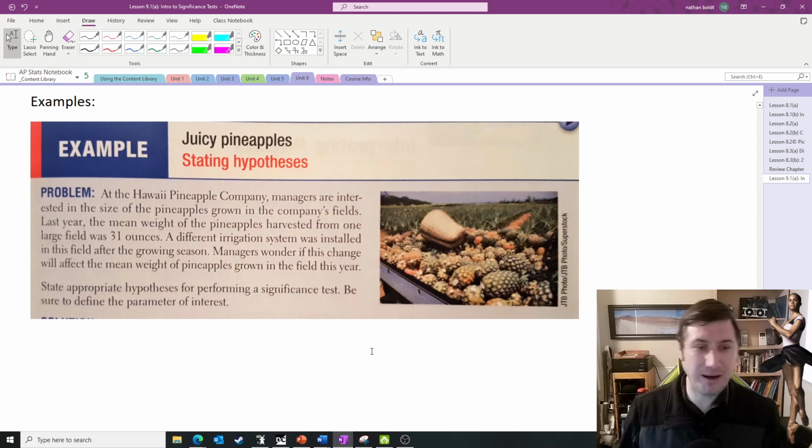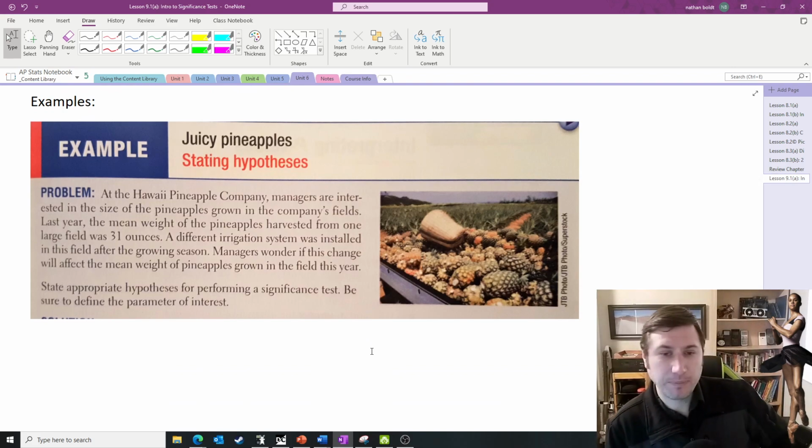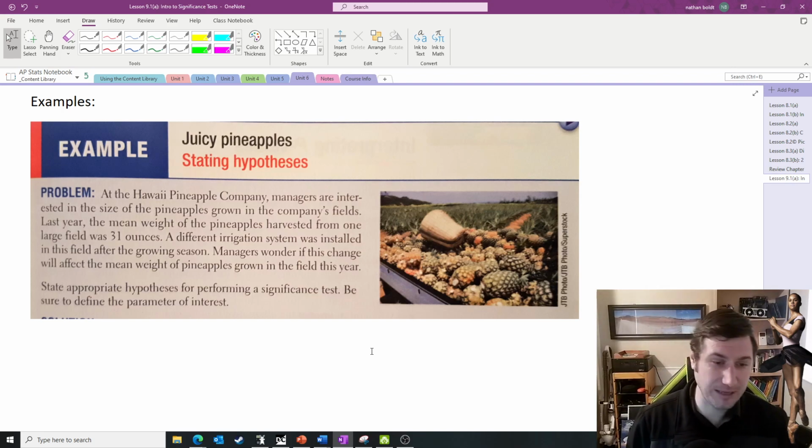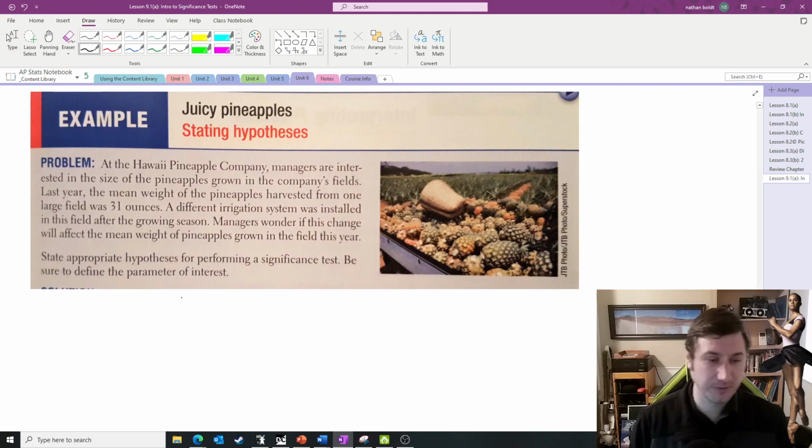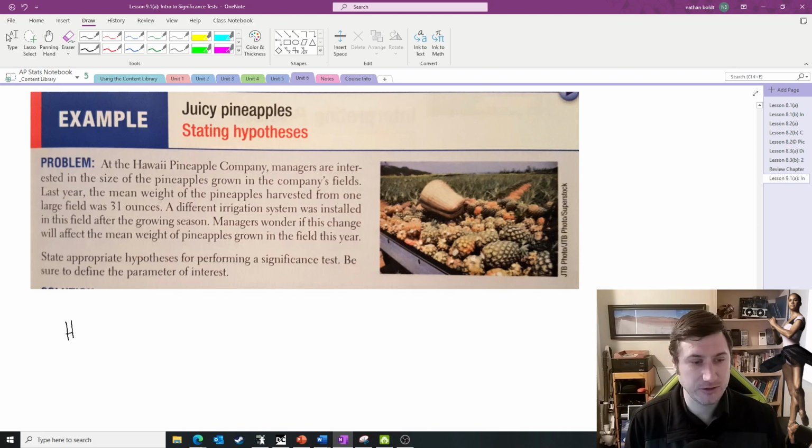So at the Hawaii Pineapple Company, HPC, I know it well, managers are interested in the size of the pineapples grown in the company's fields. Last year, the mean weight of the pineapples harvested from one large field was 31 ounces. A different irrigation system was installed. Managers wonder if this change will affect the mean weight of pineapples grown in the field this year. All right, state appropriate hypotheses for performing a significance test. Be sure to define the parameter of interest. All right, so we need our null hypothesis, H0, and then our alternate, H sub A.